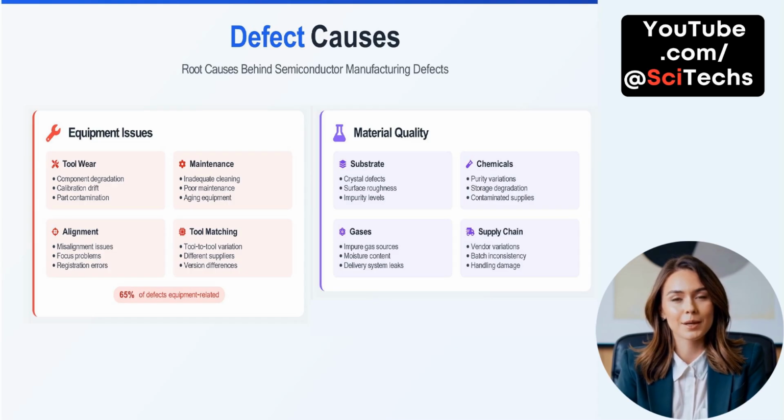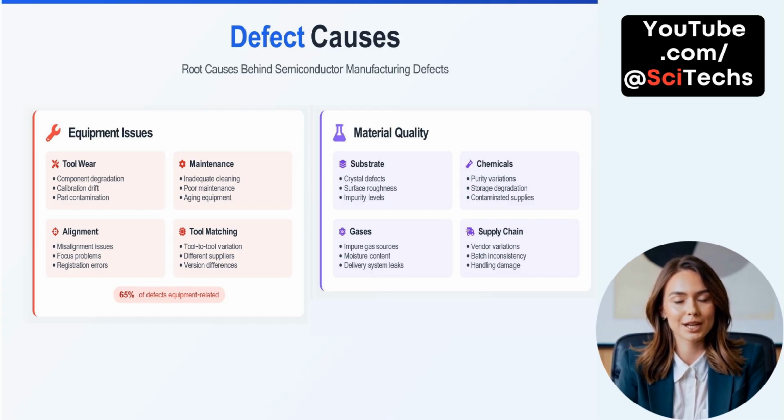Defect causes. Understanding what causes defects in semiconductor manufacturing is key to preventing them. Equipment issues are a major contributor, responsible for around 65% of all defects. Tool wear is one factor. Components degrade over time, calibration drifts from optimal settings, and parts may become contaminated. Poor maintenance can worsen these issues, especially if cleaning is inadequate or the equipment is aging. Alignment problems, such as misalignment, focus issues, or registration errors, can compromise pattern fidelity on wafers.